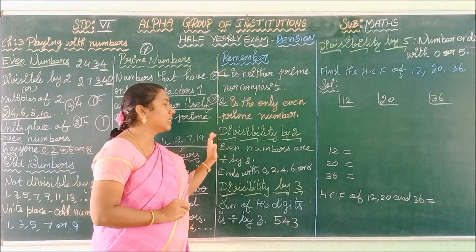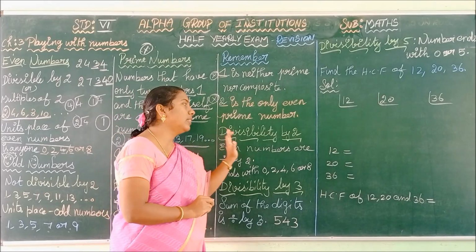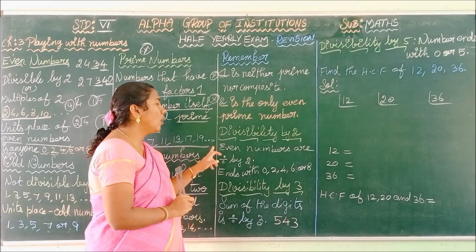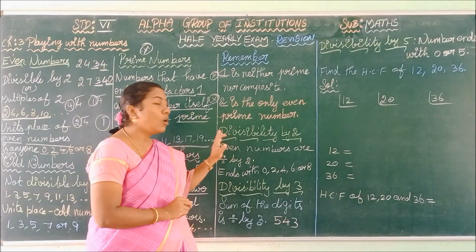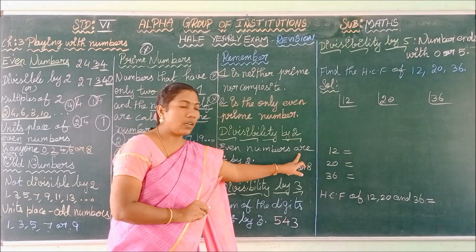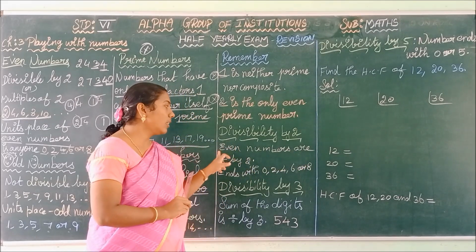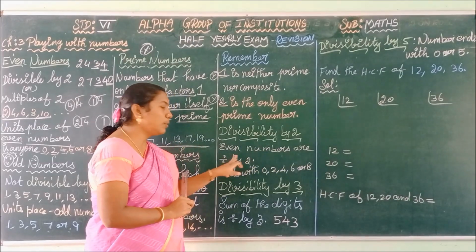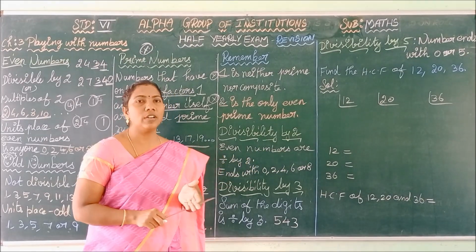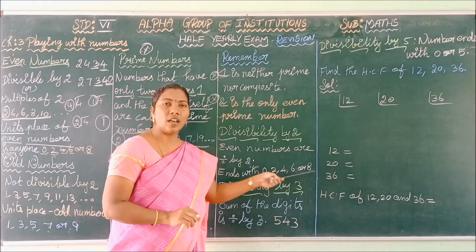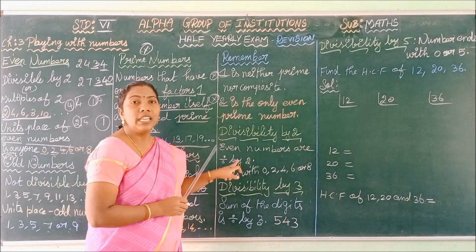So remember this. How can you identify whether a given number is divisible by 2? All the even numbers are divisible by 2. How can you find the even numbers? Numbers that end with 0, 2, 4, 6 or 8 are said to be even numbers.